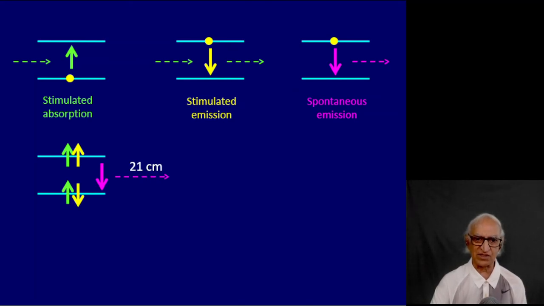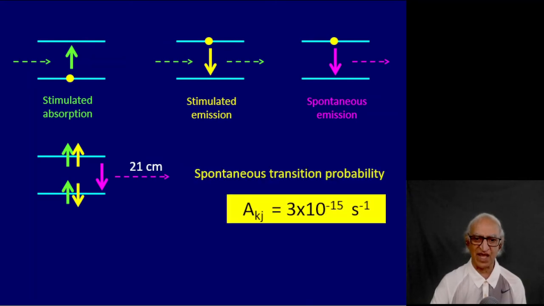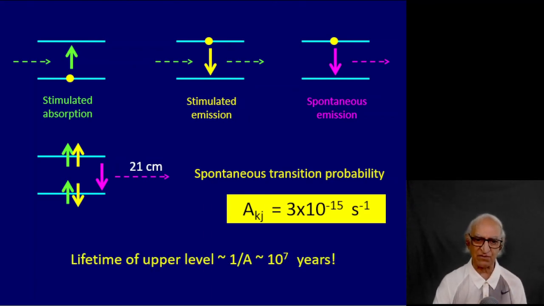Now, let us ask the question, what is the transition probability of an electron jumping from the higher hyperfine level to the lower hyperfine level? You have to use quantum mechanics to calculate this transition probability, and it is awfully small. The transition probability for jumping from the upper level to the lower level and emitting a 21 centimeter photon is incredibly small. It is 3 × 10⁻¹⁵ per second. The reciprocal of it is the lifetime of the upper level.